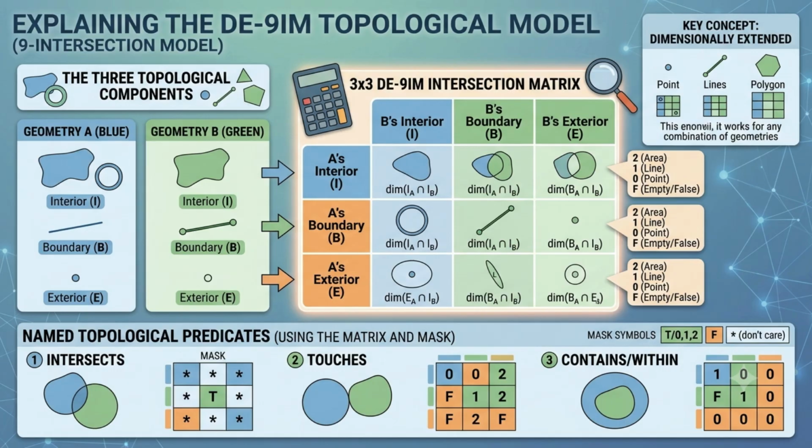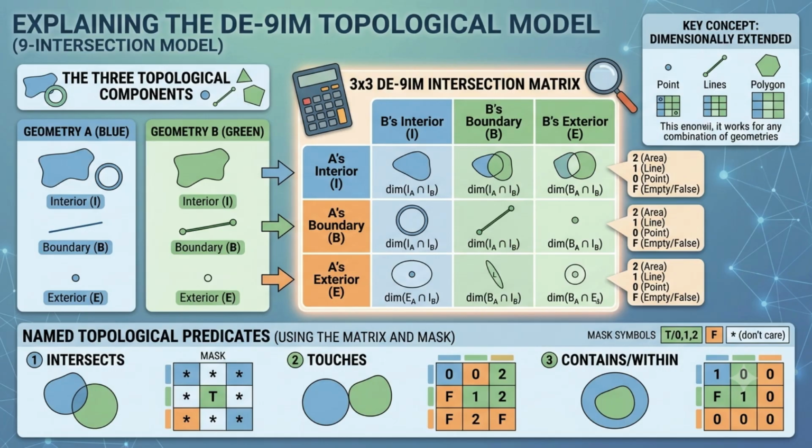Oh. But if the line's endpoint, its boundary, intersects the neighborhood's interior, the software knows the subway line terminates inside that neighborhood. Exactly. By analyzing those 9 intersections, the software can definitively categorize the topological relationship as crosses, contains, touches, or overlaps. That's brilliant. It gives the database a rigid mathematical understanding of how real-world geometries interact, independent of their size or coordinate location.